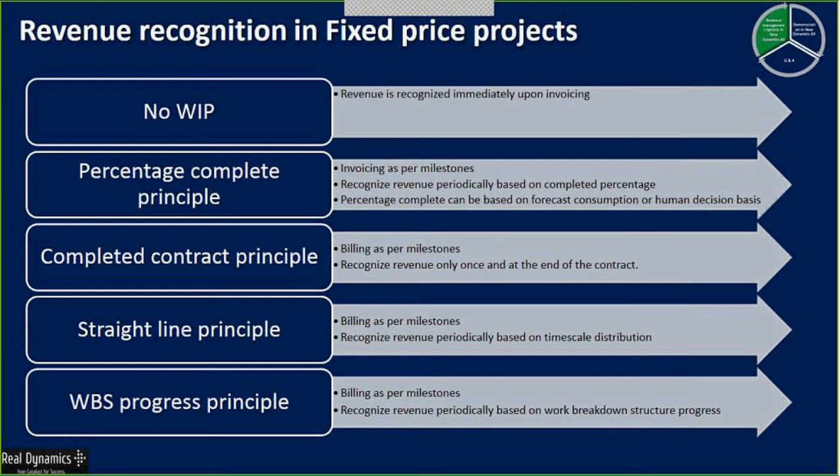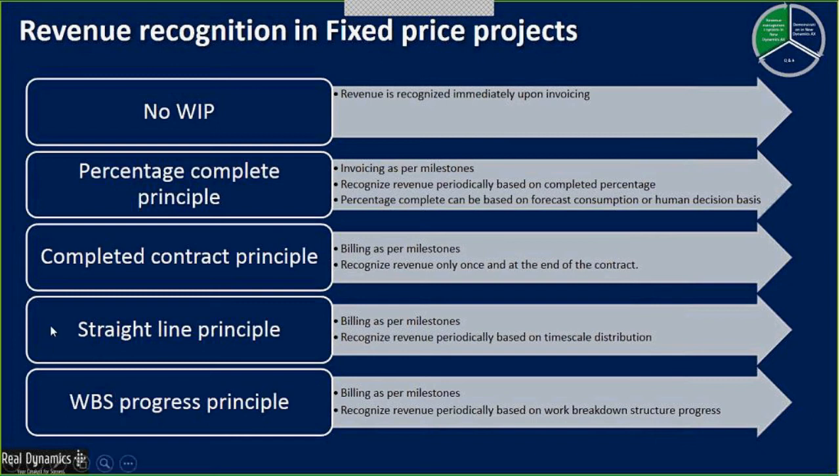Accounting rules, certain industries, and certain business situations may warrant you to recognize the revenue only when the contract is completed. So that is leveraged in the third option, which is the completed contract principle. The same thing happens. Your billing or invoicing is done as per your milestones. However, you recognize revenue only towards the end. So until your project is 100% done, there is no revenue recognition happening.